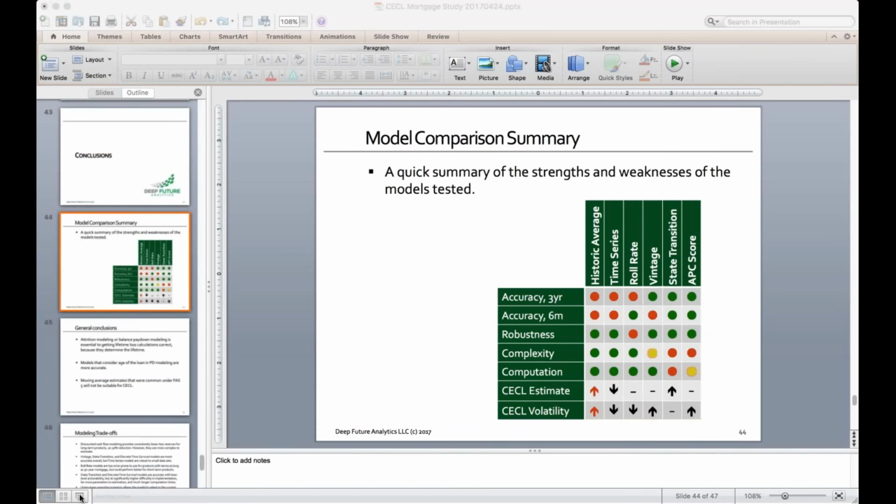The conclusions from all of this, we've put it into a handy little chart of pros and cons, looking at accuracy, complexity, robustness, things like this. So it's a choice. You have to consider this portfolio by portfolio to decide how you want to model it, because the choices you make will have to be defended to auditors and examiners. So I will stop here for questions.